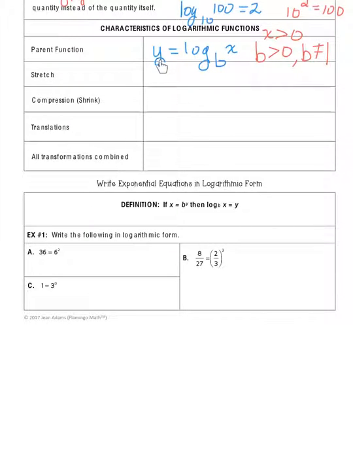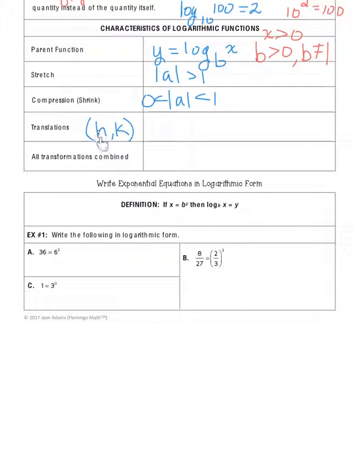If this is our parent function, a stretch is going to be if we had some coefficient in front of the function right here called a. So you would have a stretch if the absolute value, because remember if a is negative, it's a reflection, is greater than 1, that's going to create a stretch. If we have a shrink, the absolute value of a will be less than 1, but greater than 0. And of course your translations come from h and k again.